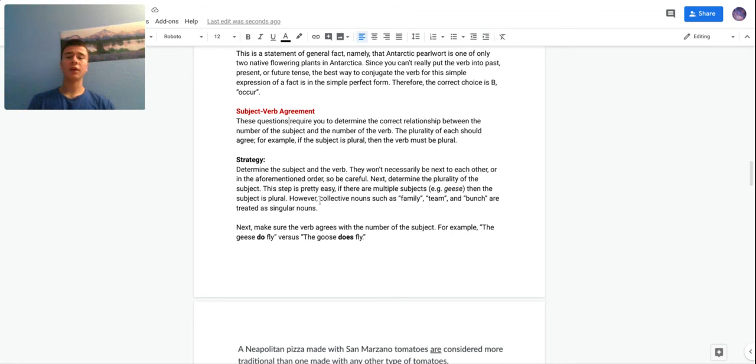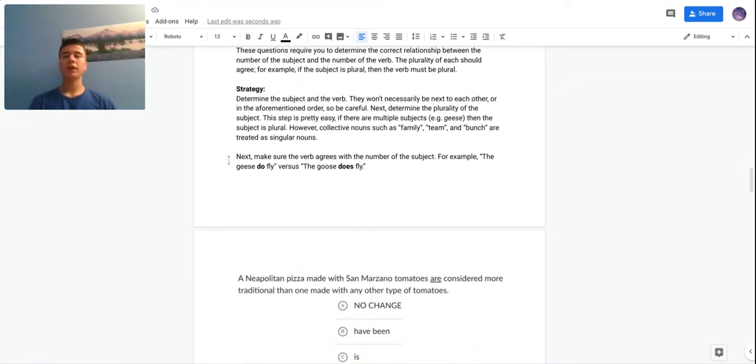One tricky thing is that collective nouns such as family, team, and bunch all refer to a number of things. Family is a number of relatives, team is a number of players, and bunch is a number of things within the bunch. These are all treated as singular nouns. So the next thing is make sure the verb agrees with the number of the subject. I couldn't really tell you a good formula for determining how to make a verb singular or plural. You just have to have experience with that.